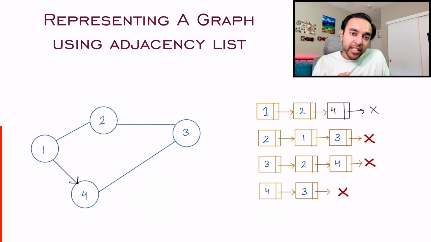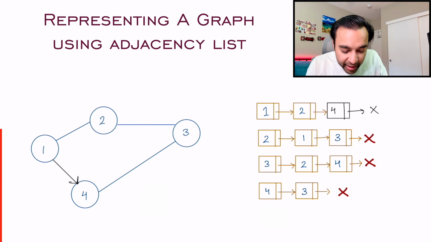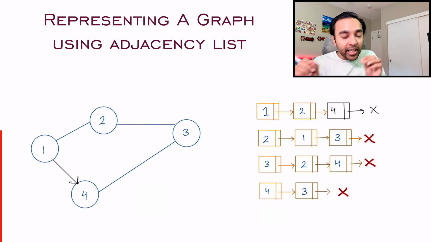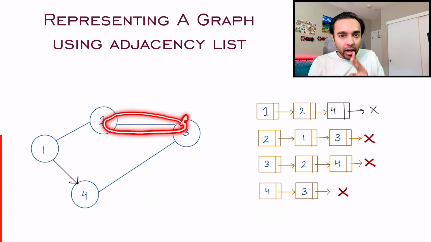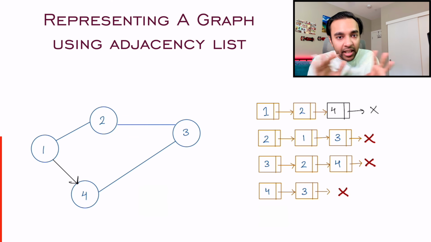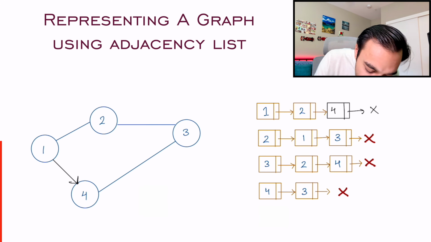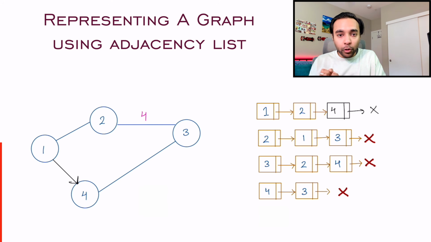The next important thing about graphs are weighted graphs and unweighted graphs. Right now, this graph does not have any weights associated with any of the edges, right? For example, I look at this edge between node 2 and node 3. This does not have any weight now. But there can be scenarios when your graph has weighted edges. Let us say the weight of this edge is 4.